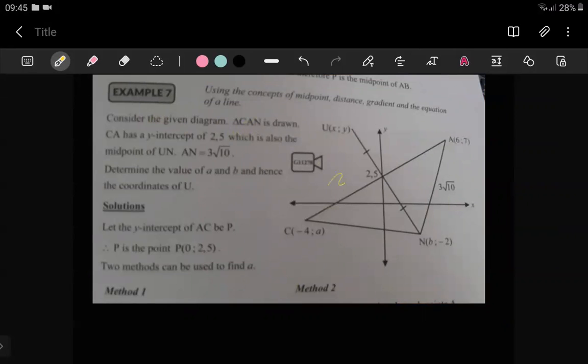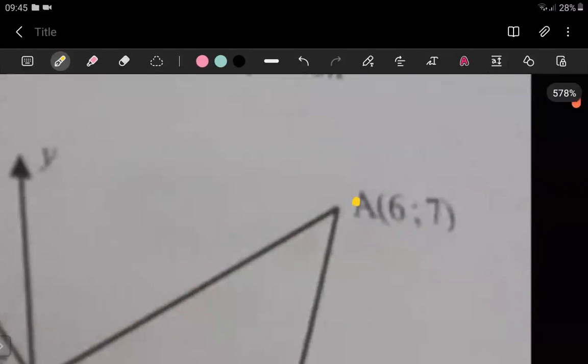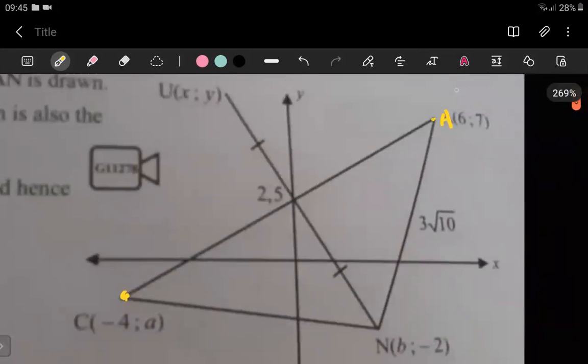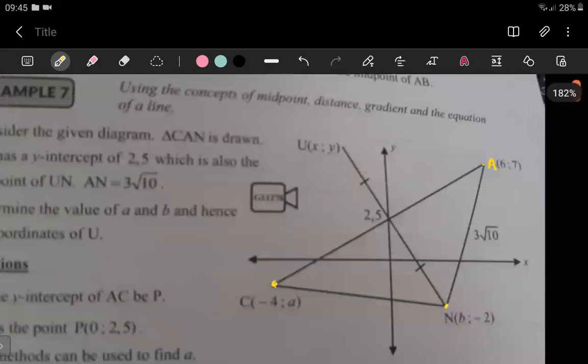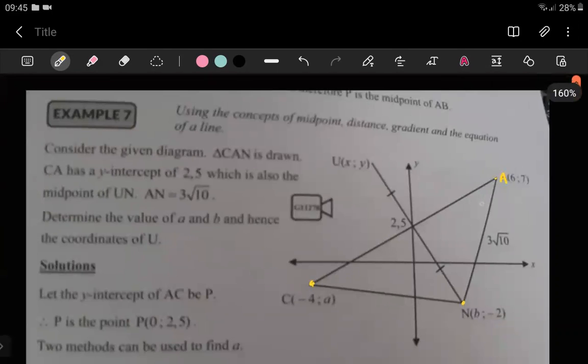Say CAN. C, A. Where is A now? Oh, up here. So they said we should consider this diagram CAN. They should have just said CNA or something, but these guys are boring. So they say this diagram is drawn, it's a triangle. And then it says CA has a y-intercept there, which is also the midpoint of UN.